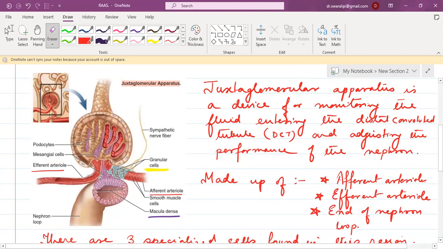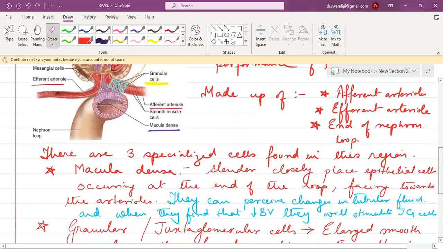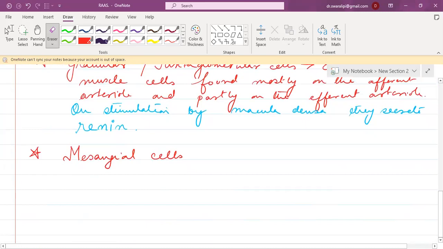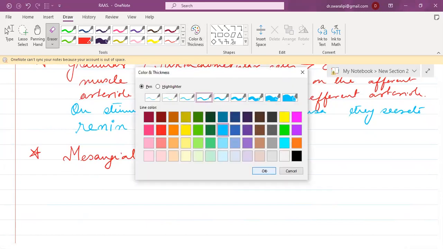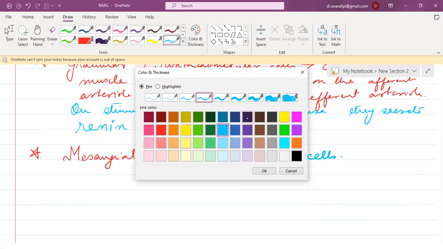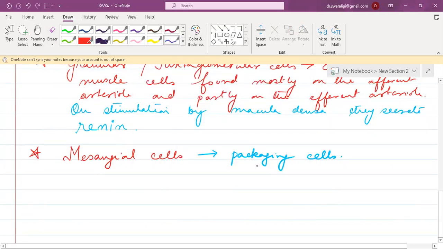Now we have understood well about the juxtaglomerular apparatus. Now we are going to focus on the renin angiotensin system. Just before that, I want to write that mesangial cells are packaging cells. Just this much will be sufficient. Now I'm going to focus upon this RAS, or the renin angiotensin aldosterone pathway.